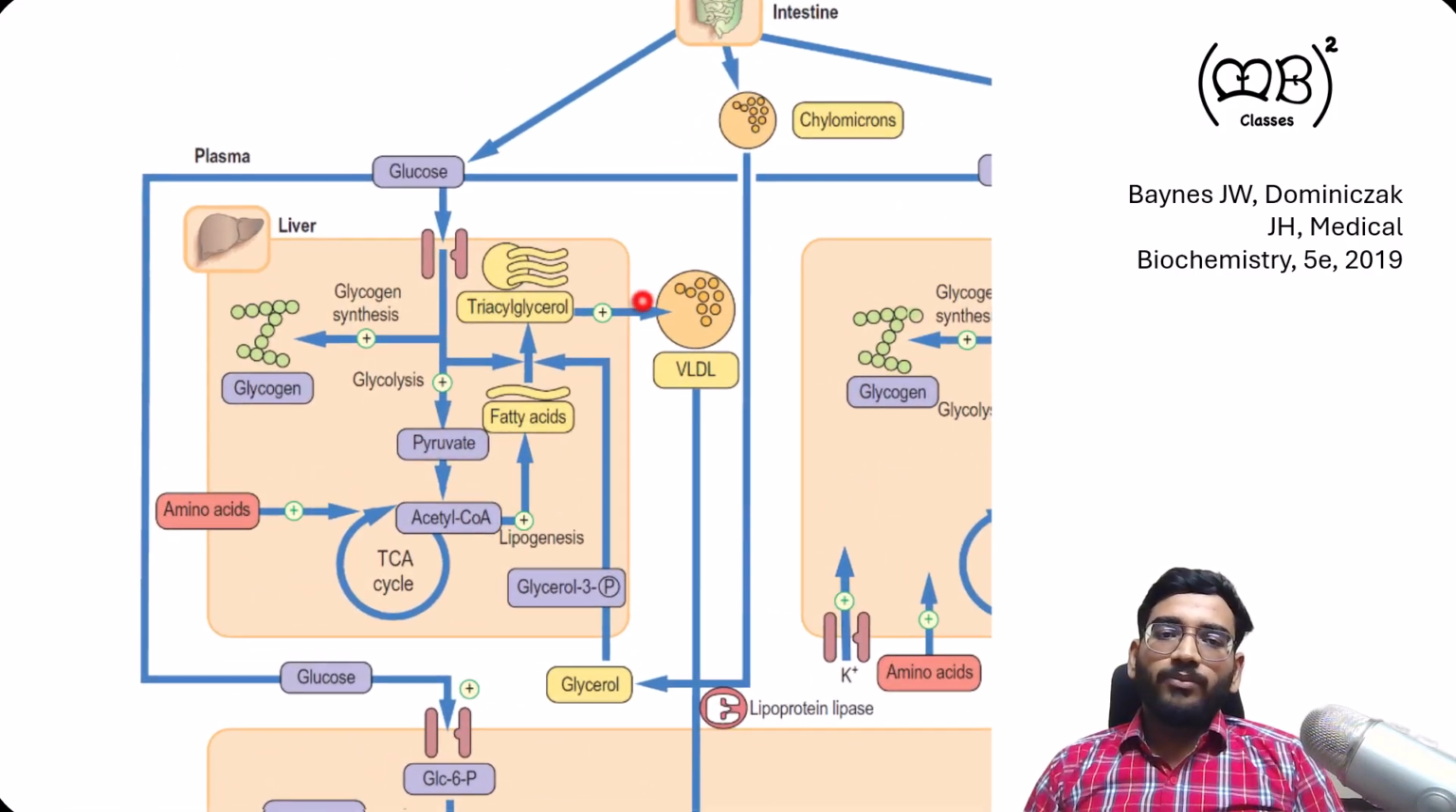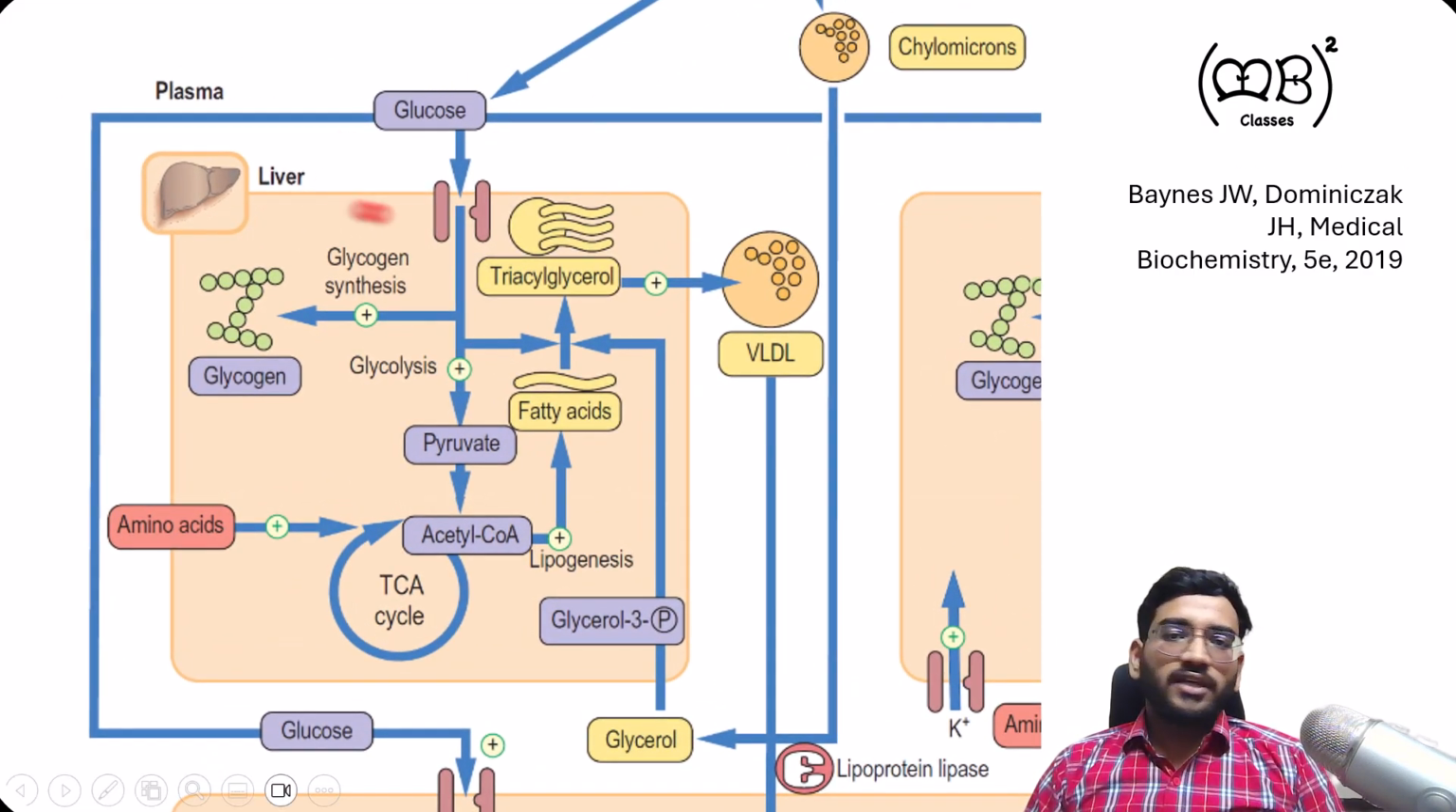What happens in the liver is, from the intestine glucose comes, and GLUT2 and GLUT4 are activated on the liver, mainly GLUT2. It is facilitated diffusion. Glucose will be taken up by the liver, and the liver will take it through the glycolytic pathway to form pyruvate. Pyruvate will go to acetyl coenzyme A, and acetyl coenzyme A will go to the TCA cycle. So glucose provides energy through the TCA cycle.